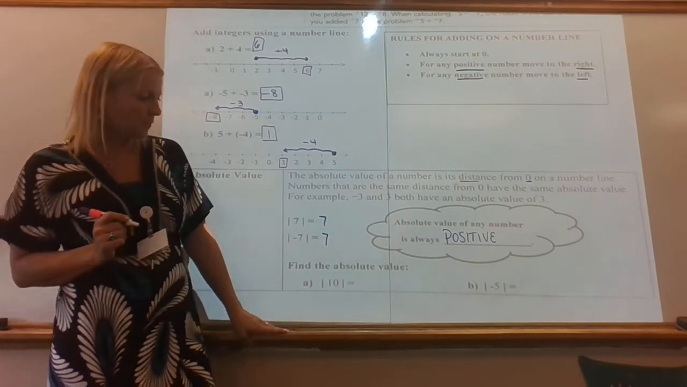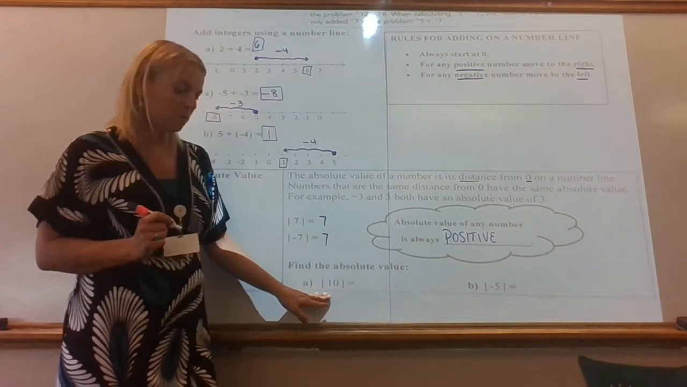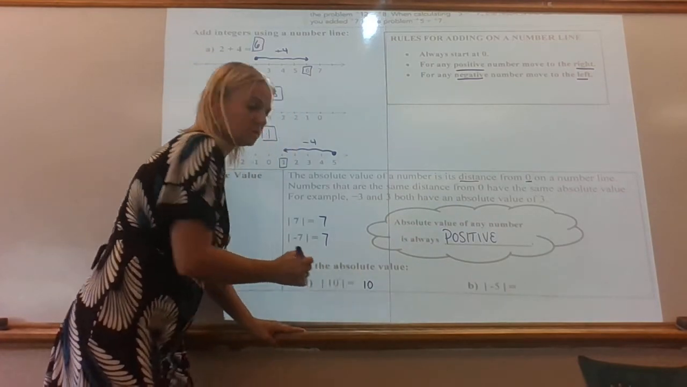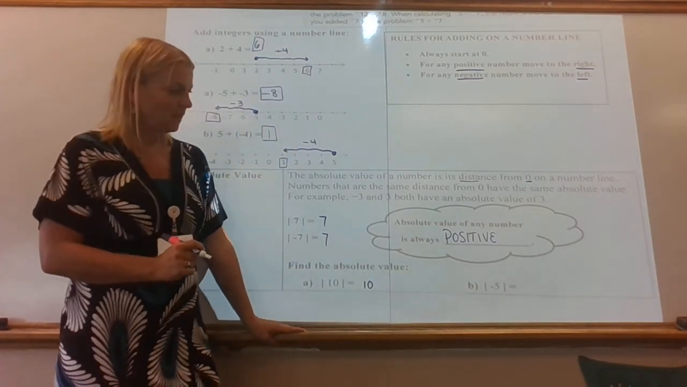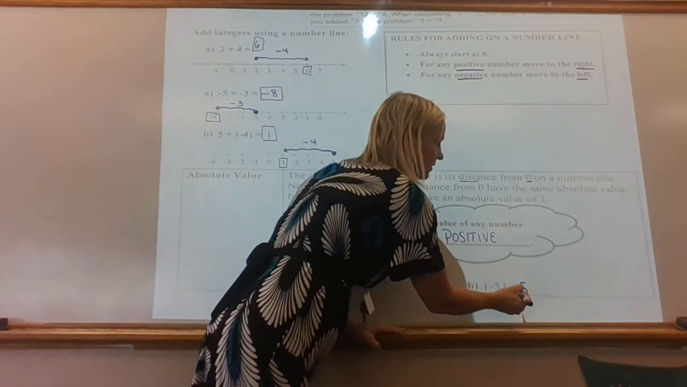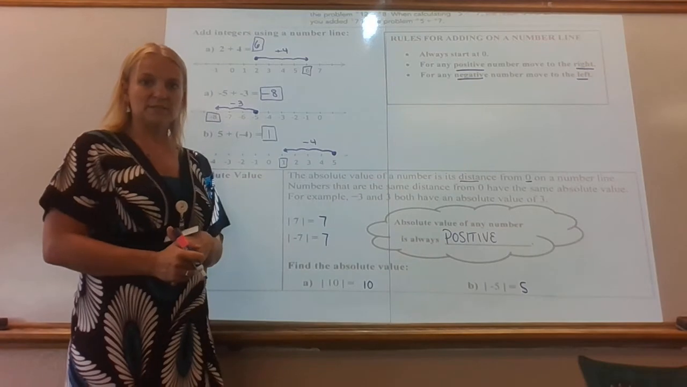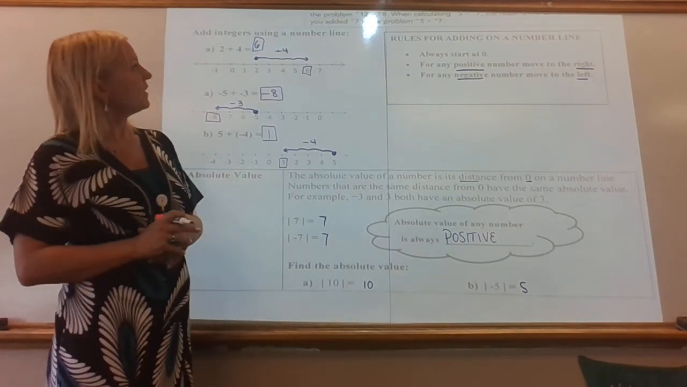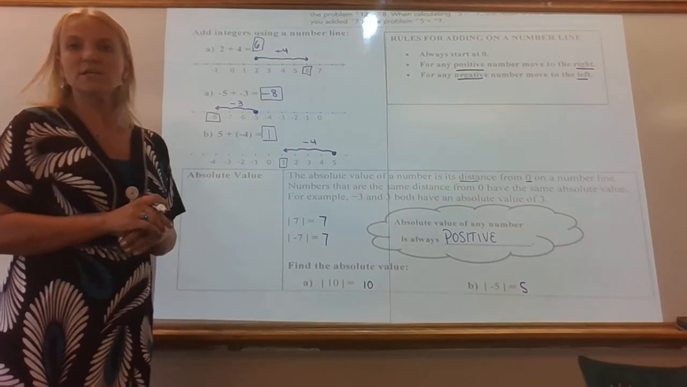All right, a couple more practice. Absolute value. This means what's the absolute value of 10? Well, 10 is 10 spots away from 0. And then the absolute value of negative 5 would be 5. So it's always going to be positive because it's always how far that number is from 0. All right, so now you can do your practice for section 1.3.